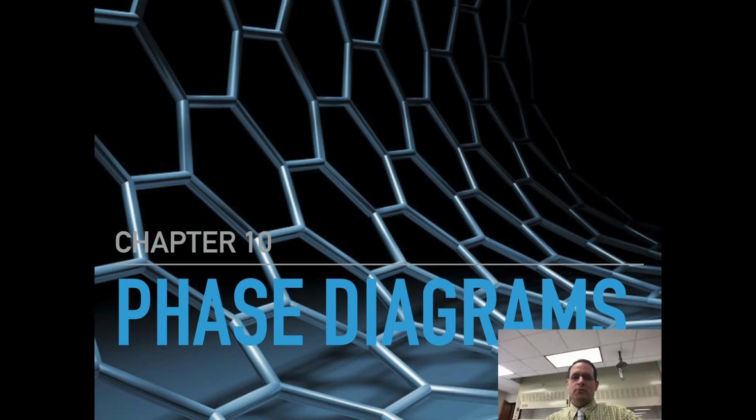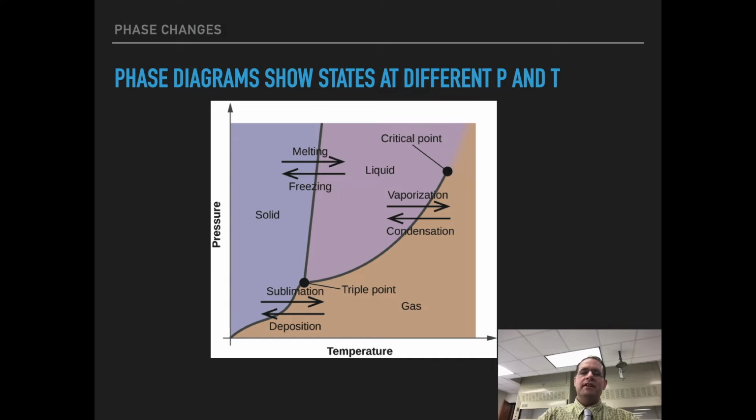Hello and welcome. We're going to talk about phase diagrams in this video. Phase diagrams show the different states of matter at different pressures and temperatures. So it's a two-dimensional graph that shows regions. Here there's purple, which is solid, magenta, which is the liquid, and then this brown is the gas. And then we have the critical phase, which isn't really depicted on this graph, and I'll talk about that later on.